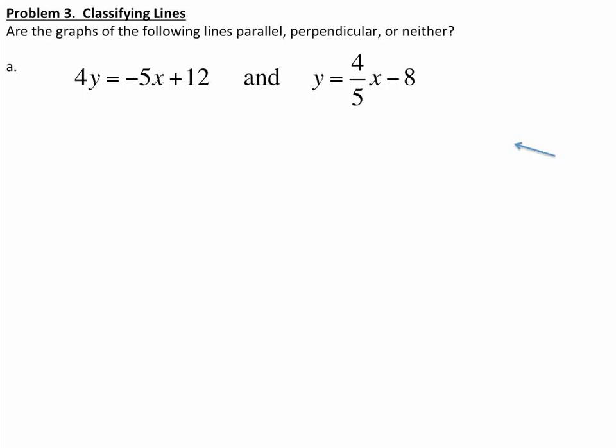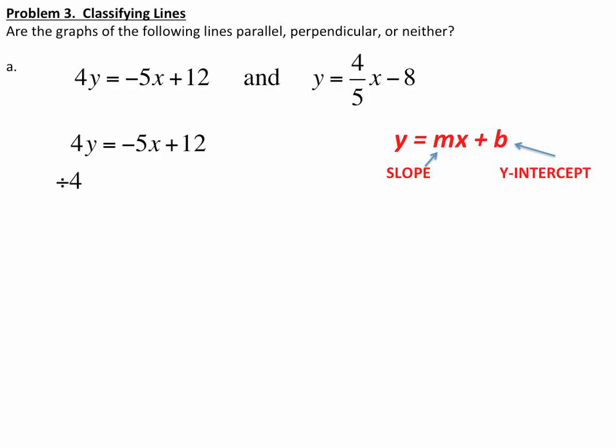Are the graphs of the following lines parallel, perpendicular, or neither? Well, if I can get it in slope-intercept form, it's very easy to find their slopes, and then I can judge from there. So the first one, in order to get in slope-intercept form, we'd have to get rid of that 4 in front of the y, because slope-intercept form is y equals mx plus b. So I'm going to divide by 4. When I do that, I have to divide all of the pieces. So I would wind up with y equals negative 5 over 4 x plus 3. Since I can't really divide 5 over 4, I just leave it as a fraction, negative 5 over 4. I could divide 12 over 4, so I just made that 3.